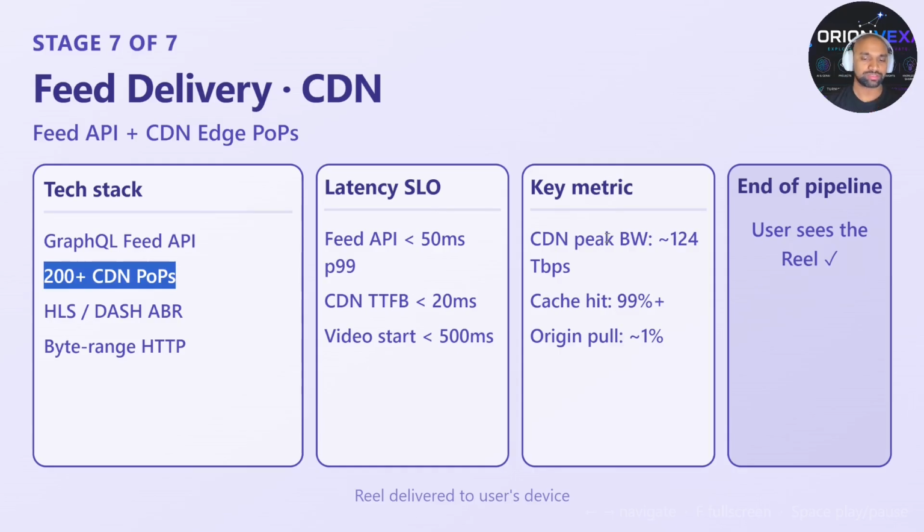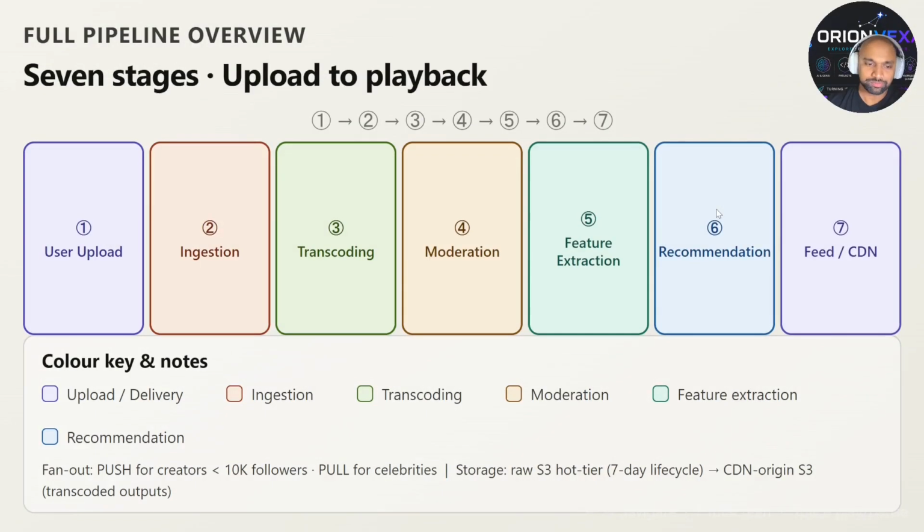Key metrics: content delivery network peak bandwidth is 124 terabits per second. Cache hit is 99%, and origin pull, that is cache miss, is less than 1%. And this is all about the Instagram Reels data pipeline and how it works: user upload, ingestion, transcoding, moderation, feature extraction, recommendation system, and feed through the content delivery network to the end users. This is the 7-layer architecture.